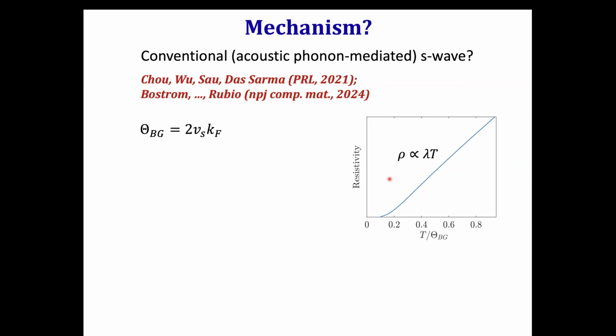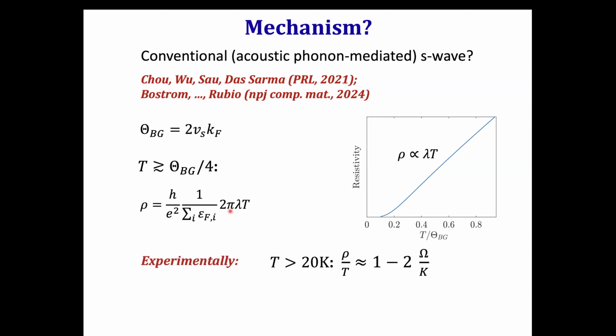Now, this type of behavior is actually seen in these systems, okay, and we can try to estimate what the slope is, and knowing or estimating the different Fermi energies of the different pockets of electrons, we can infer a value for the electron-phonon coupling constant lambda through this formula, and the slope that is observed experimentally is maybe 1 or 2 ohms per Kelvin. And from that, you can try to estimate the lambda.